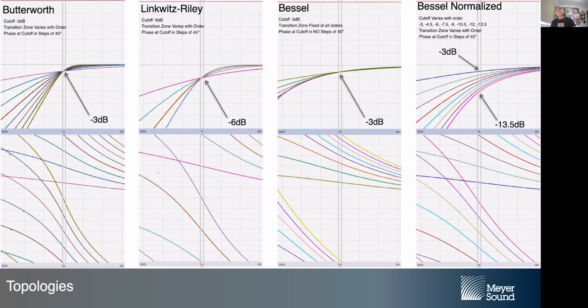But with the normalized Bessel, where you can see here on the right, order number 1 is -3 decibels, and order number 8 is 13.5 decibels of attenuation. But you can see that in the transition area, the higher frequency portion, they are not identical as in the original Bessel, that is the previous graphic. And when we normalize the Bessel, we can see the phase changes in steps of 45, 45, 90, 135, 180, until order number 8 is 360 degrees.